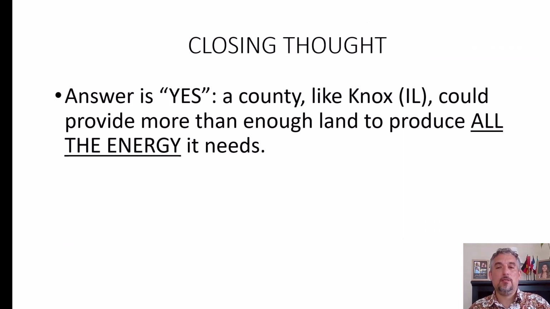A county like Knox County in Illinois could provide more than enough land to produce all the energy it needs, about 4%. And when we do this calculation, I want to emphasize that the assumption is that 4% is going to go on agricultural land. It doesn't necessarily have to go on prime agricultural land. It could go on marginal land. It could go along highways. It could go on rooftops.